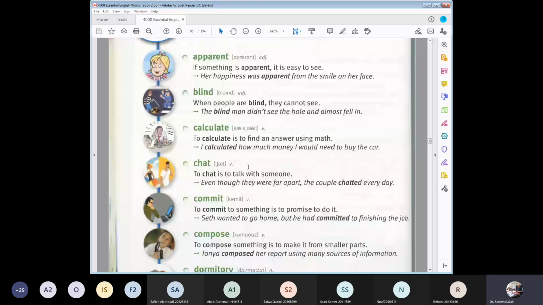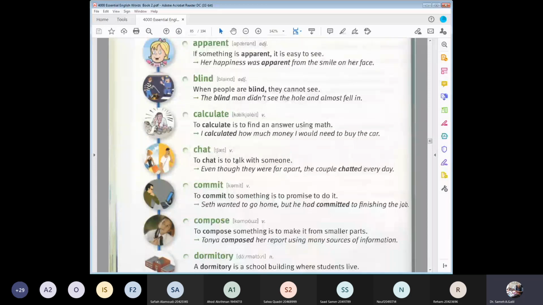And then you have the word blind. When people are blind, you don't expect them to see, right? When people are blind, they cannot see. Do you agree? Of course, you agree. So, the blind man did not see the hole and almost fell in. If somebody is blind, he or she stumbles and trips. It's a book that I have. You don't have this book. Just look at what is being shown on the screen. The blind man did not see the hole and almost fell in.